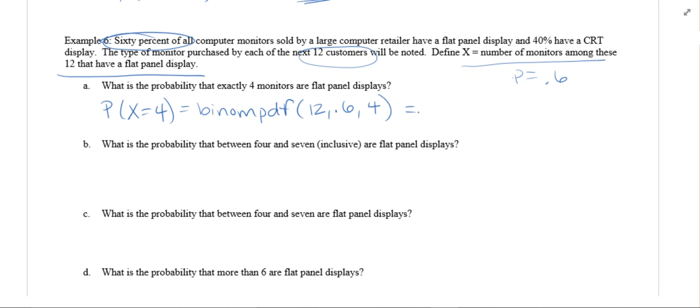Okay, so go grab the binomial PDF. Grab that. Okay, so we're going to have 0.042 is what you should get.